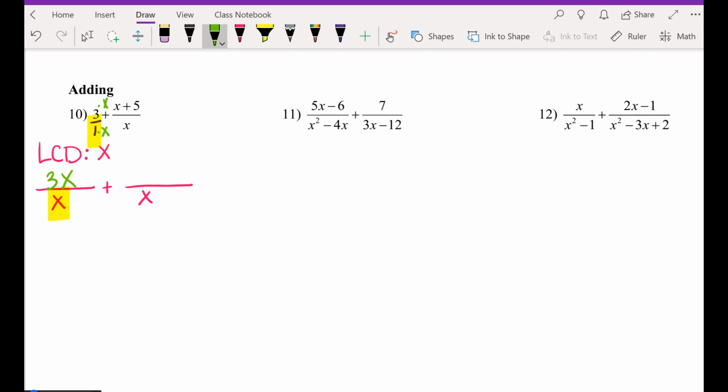Check out the next denominator. Did we change anything? No, we didn't change anything. So did we change the numerator? Nope. We write it as x plus 5.